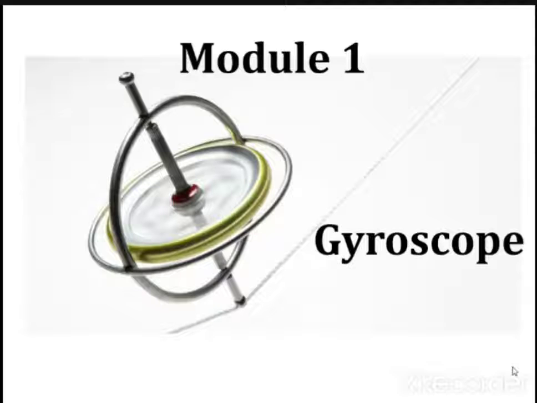Okay. So a gyroscope is a device which is used to maintain stability or to maintain a reference direction in navigation systems. Okay. So you can say this is a short introduction of the gyroscope. But to understand the concept of gyroscope, let us move forward.